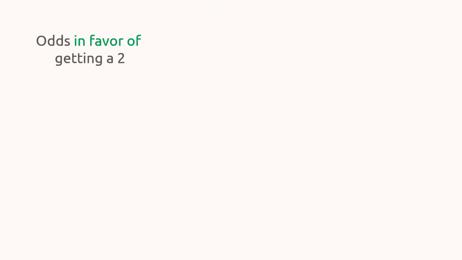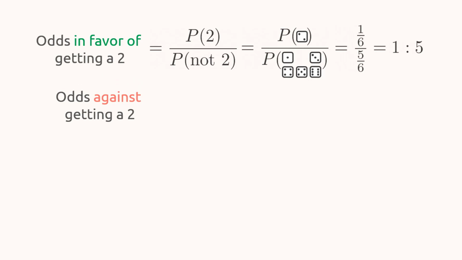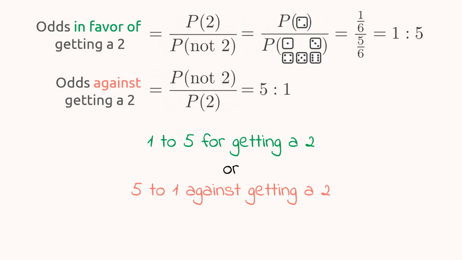Here's another example. Odds in favor of getting a 2 when rolling a fair die is P of 2 divided by P of not 2, which is 1:5. We can also say that odds against getting a 2 is the reciprocal, which will be a ratio of 5:1. So we say that the odds are 1:5 for getting a 2, or 5:1 against getting a 2.